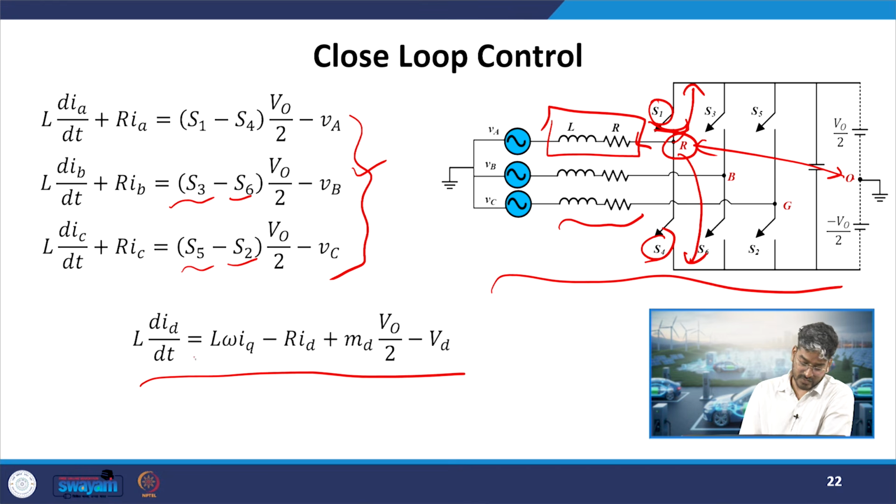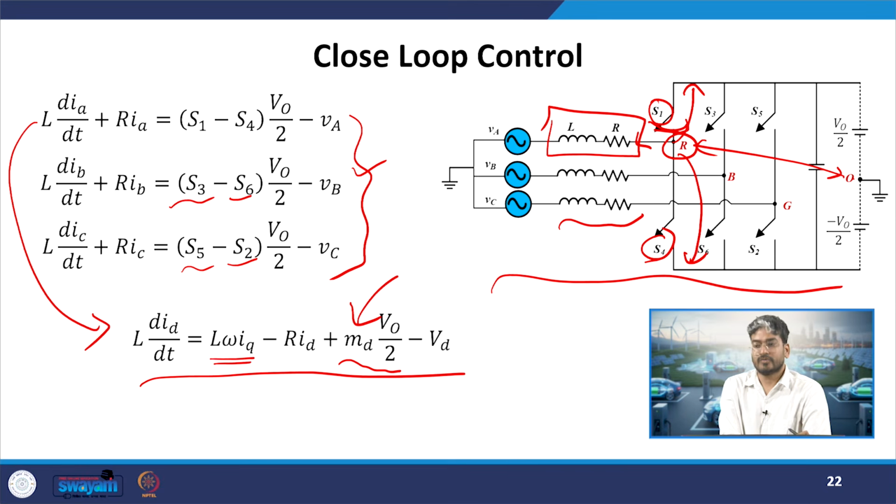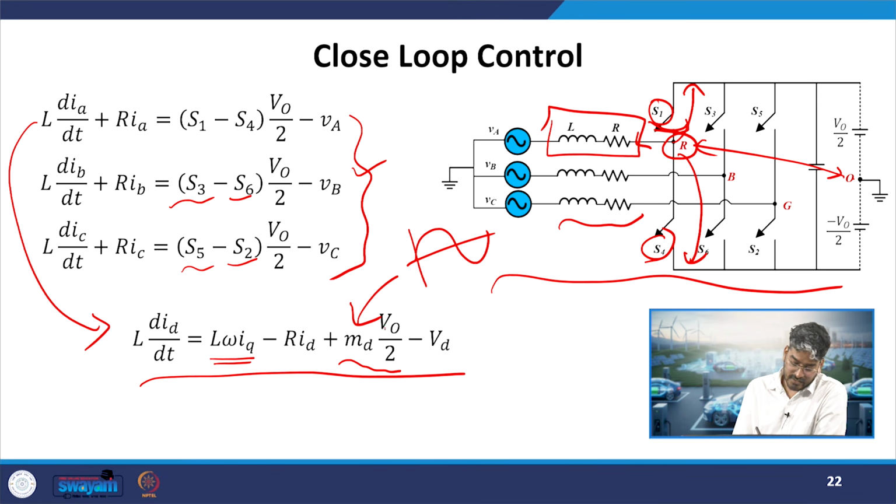Okay, so if you see, all the quantities have D frame values. Here, why this Q is there, we will come back to it shortly. If you compare these equations, we have got MD into V0 by 2. What is this MD? It is the modulation signal in the DQ frame, the MI value in the DQ frame, or the modulating sine wave. So it will contain the information of this MD value. So it's the modulating signal.